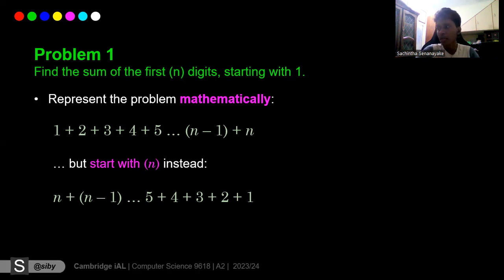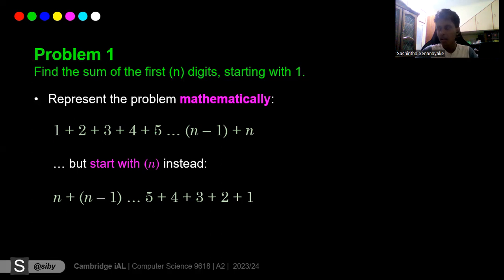So here we are trying to represent the problem of finding the sum of n digits starting with 1 mathematically. So in our for loop, what happens is in each iteration, we add the current counter to a total, and that is represented in this first sequence, 1 plus 2 plus 3 plus 4 plus 5, all the way until n minus 1 plus n.